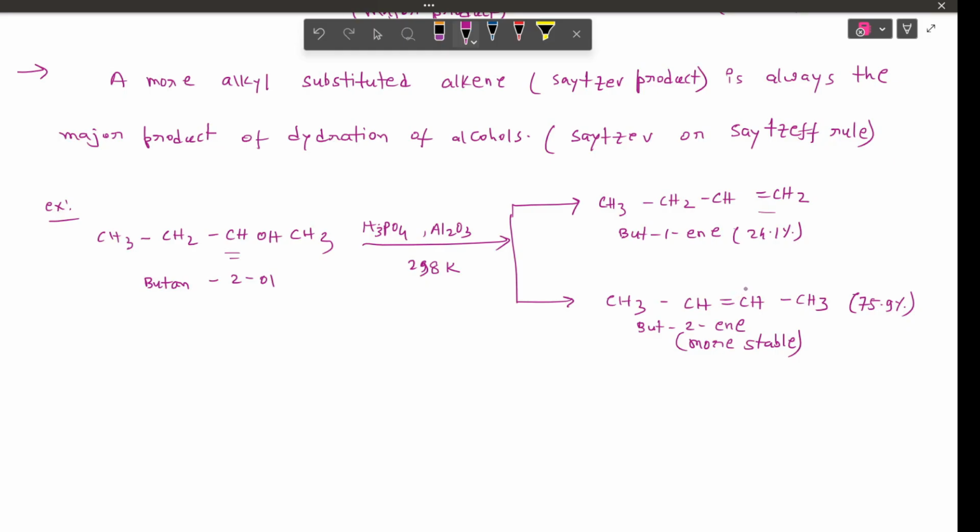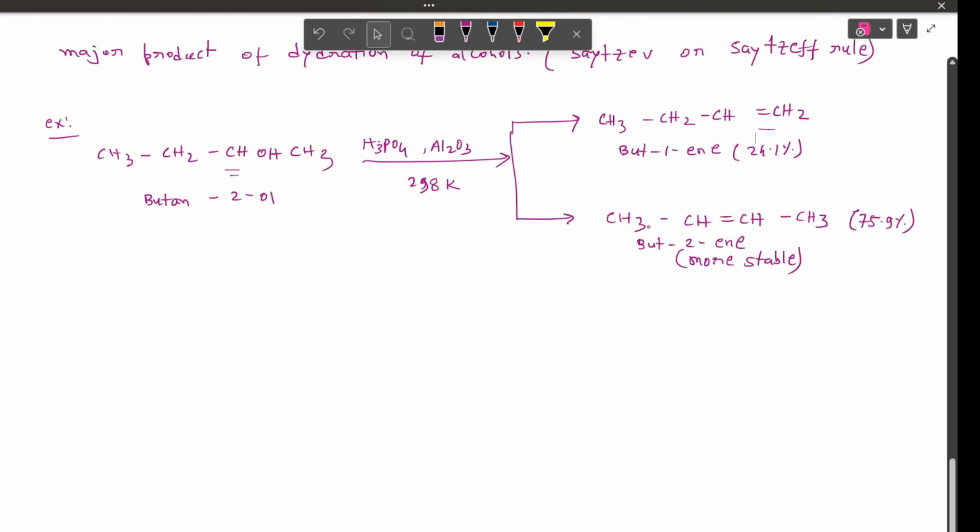However, in some cases, the rearrangement of the initially formed less stable carbocation to a more stable carbocation takes place, followed by loss of proton. Moreover, if the major product is also capable of showing cis-trans isomerism, then it is always the thermodynamically more stable trans product which predominates. Let us see one example.